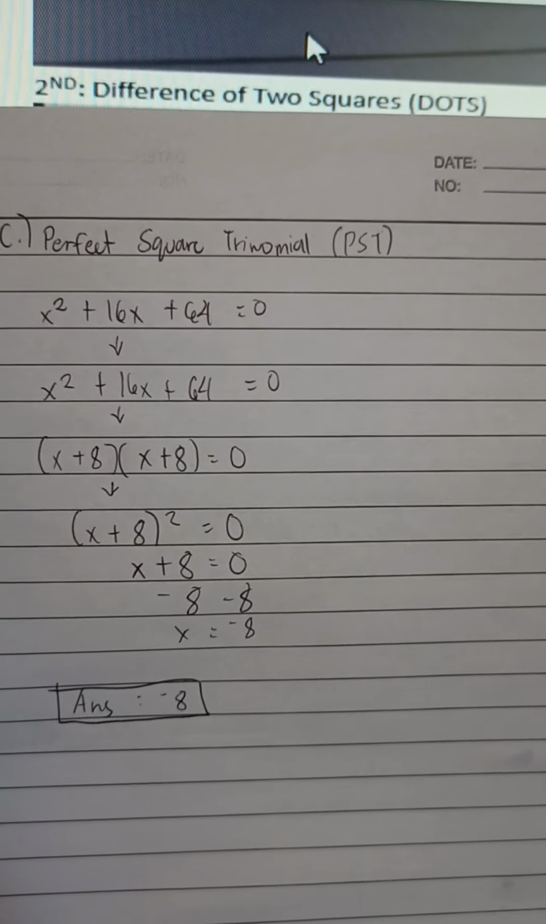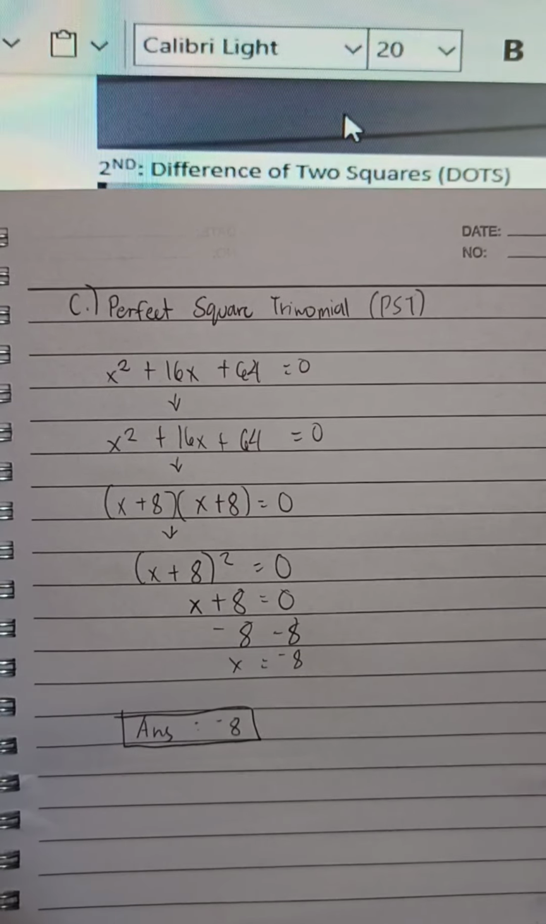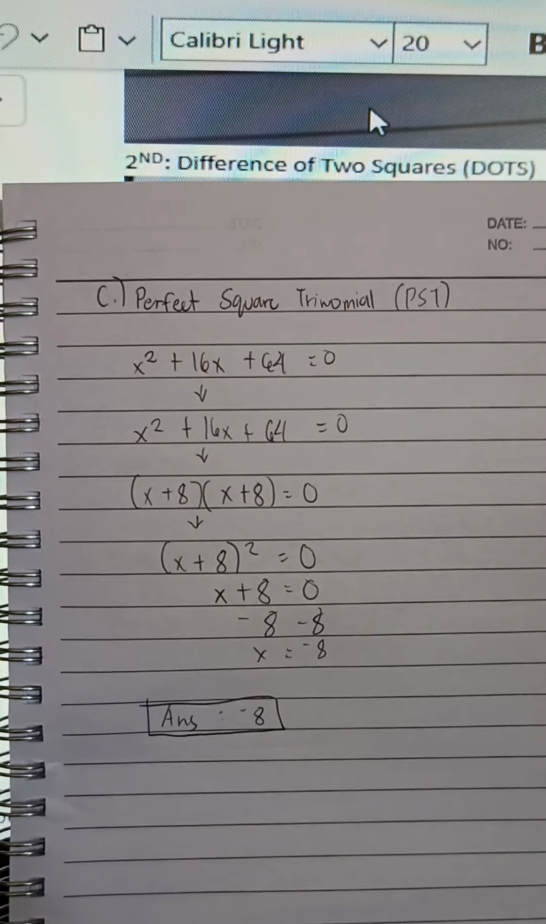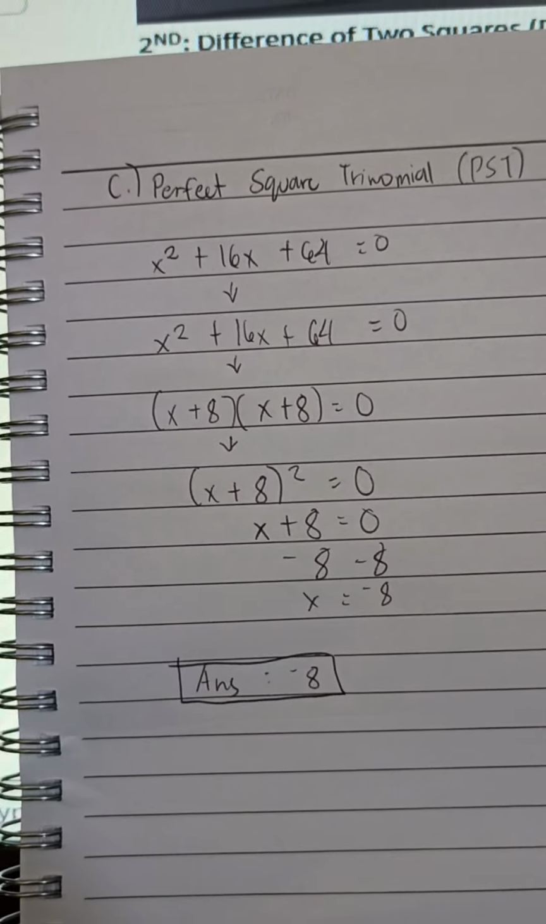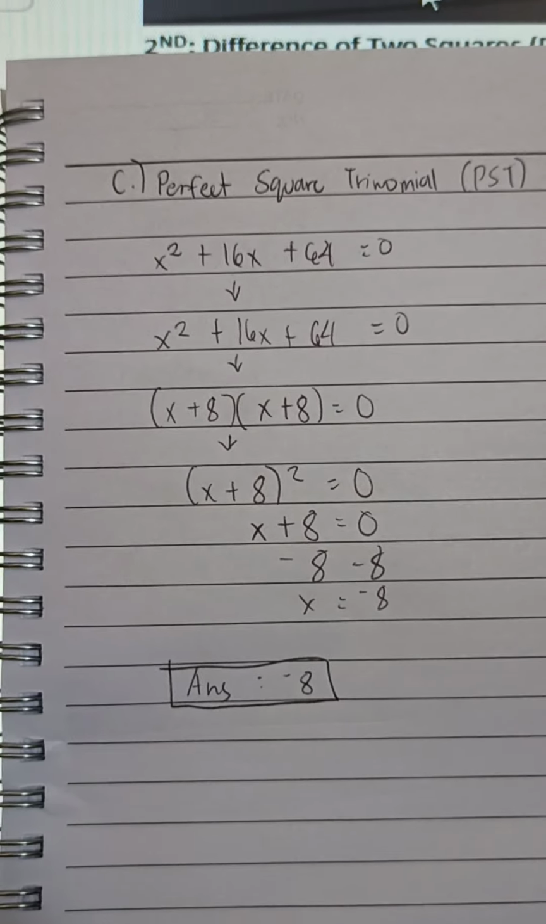The third one that we are going to discuss is PST, which is perfect square trinomial. We will factor it out, and it will become x plus 8 equals 0. It can also be written as x plus 8 squared.